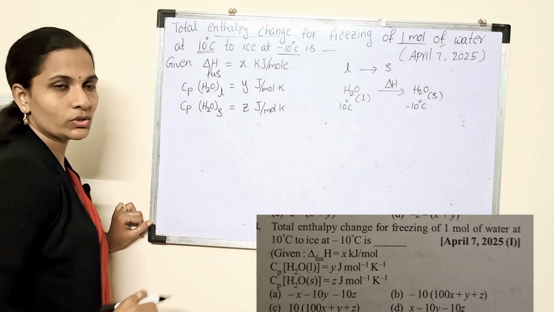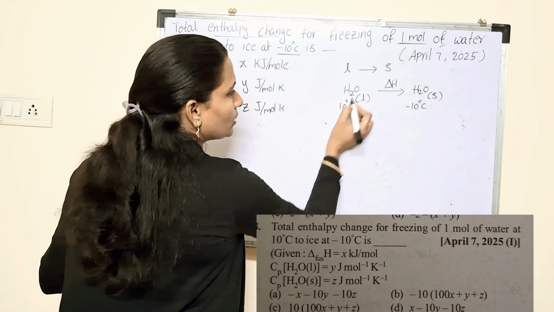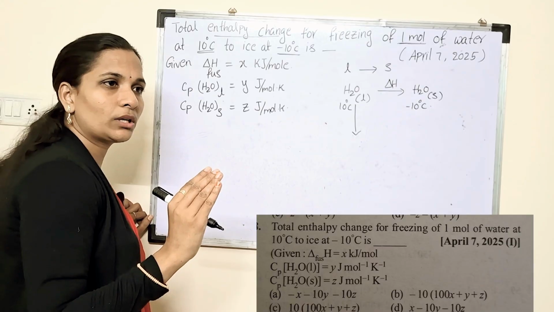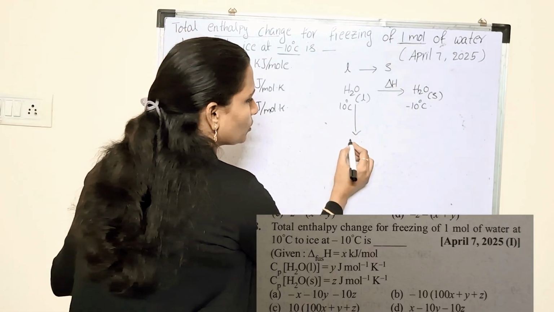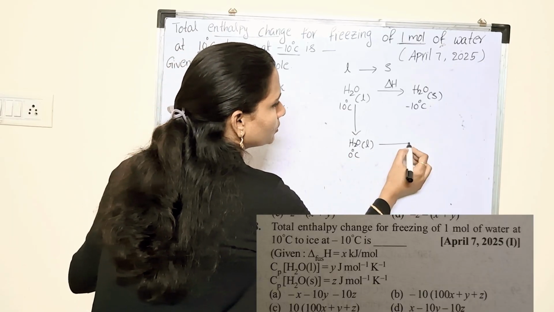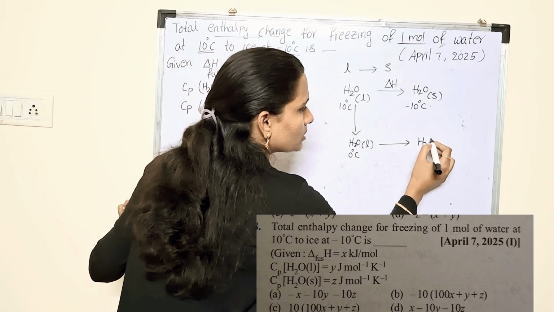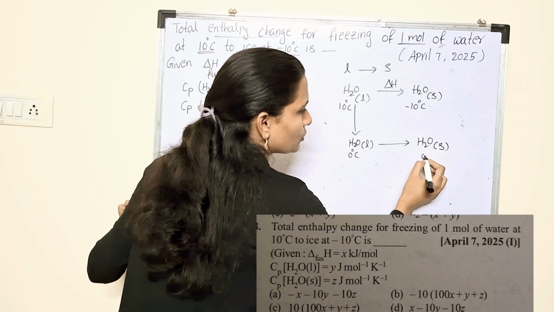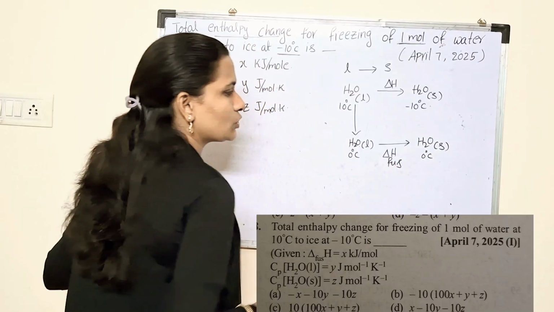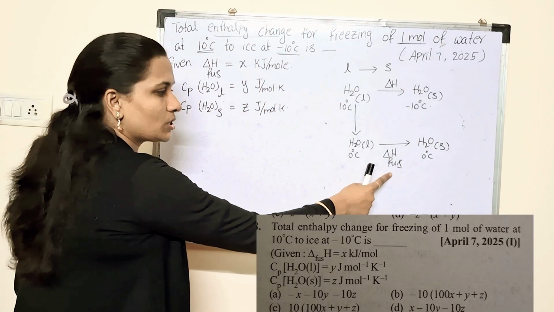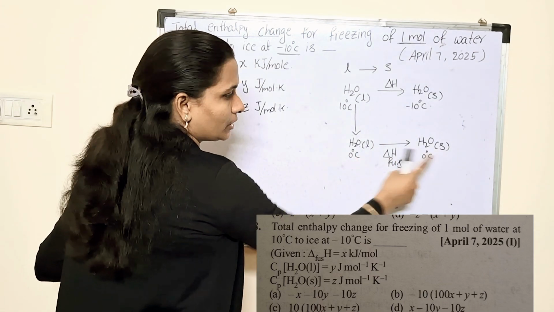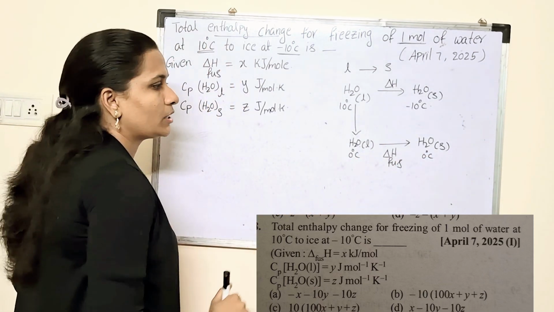They have given some values also. Now H2O is at 10 degrees Celsius. First, H2O has to be converted to 0 degrees Celsius, and after that it is converted into solid state at 0 degrees Celsius. This is the delta H fusion. Delta H fusion means the amount of energy released to convert the liquid to solid state at 0 degrees Celsius.